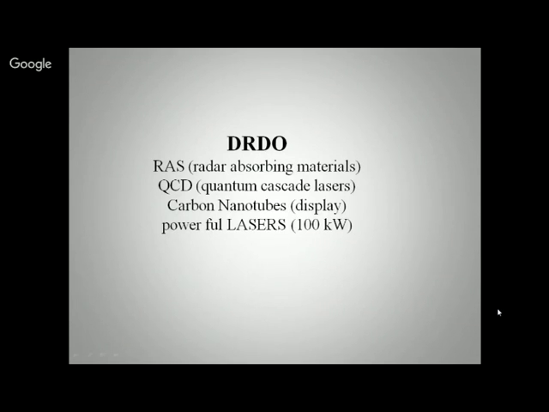Second is the quantum cascade lasers. Nowadays people are using displays with carbon nanotubes and powerful lasers having power of 100 kilowatts, because you can use these types of lasers for cutting purposes. DRDO even wants to use these lasers to target enemy vehicles. So these are basically the DRDO demands.